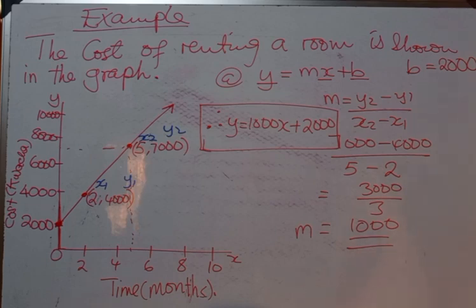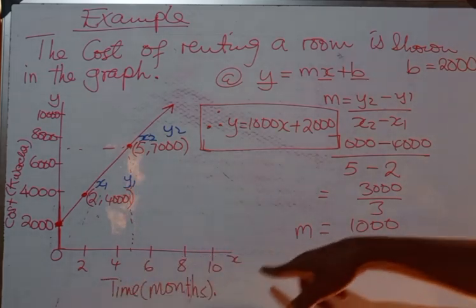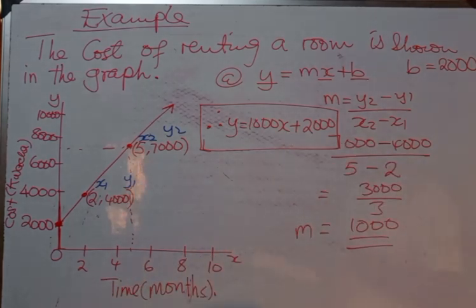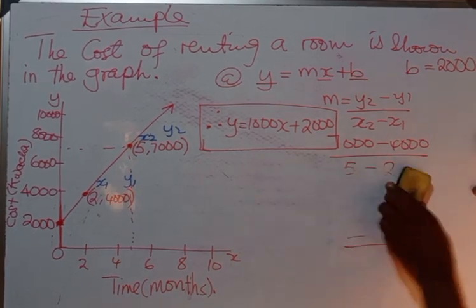Having looked at that one, we can now go to our next question. Question number b says, what will it cost to rent the room for 20 months? This is the time, which is the value of x. So where there's x, we are going to replace it with 20. Let us try this one and see how best it can be done.